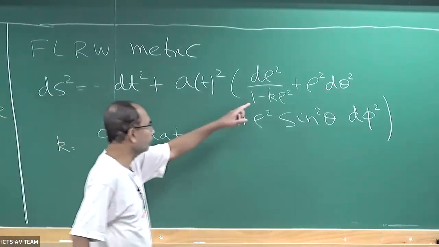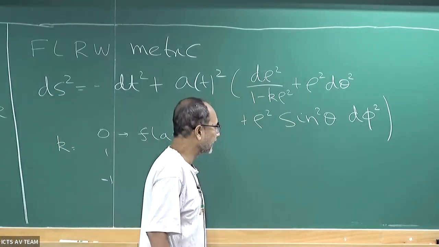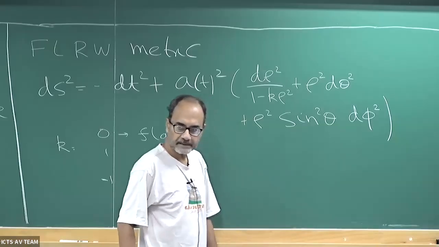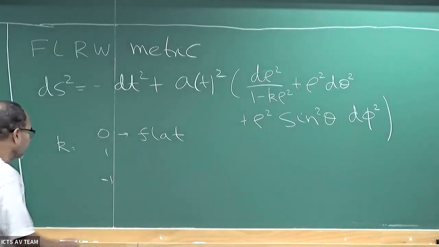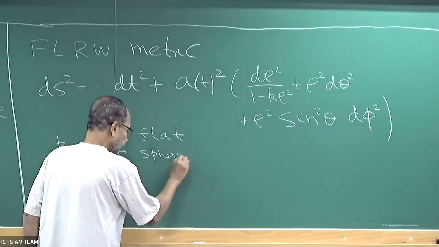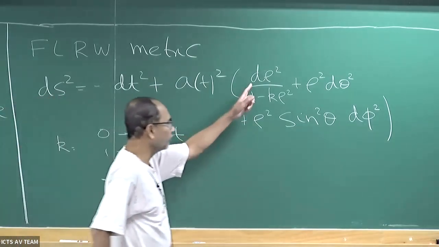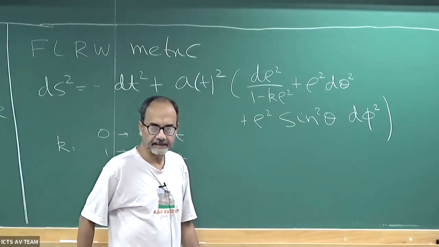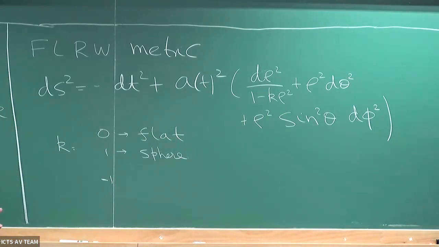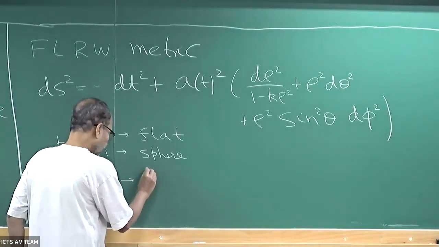That's clear, right? If K is 0, then this is just the Cartesian metric written in polar coordinates: d rho squared plus rho squared d theta squared plus rho squared sine squared theta d phi squared. K equal to 1 corresponds to a sphere. You can show that the corresponding metric for K equal to 1 describes a three-dimensional sphere, which means a three-dimensional surface that can be embedded in 4 dimensions by writing the equation x squared plus y squared plus z squared plus w squared equal to 1. And K equal to minus 1 is what is called hyperbolic space.